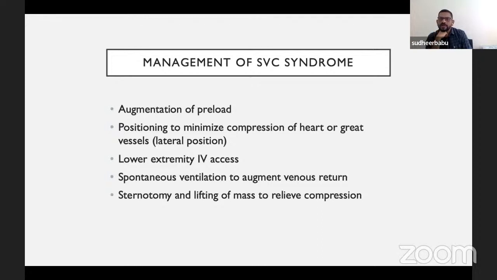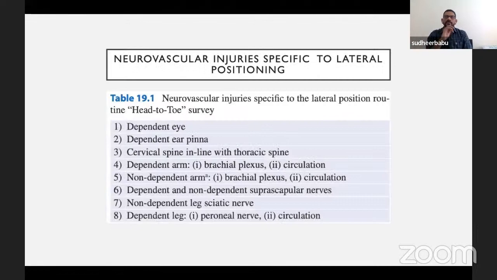You have to augment the preload, position the patient to the lateral side, use lower extremity IV access, and spontaneous ventilation, so that it will increase the venous return. As soon as possible, you have to do sternotomy and lift the mass to relieve the compression. Especially this patient will be in the lateral positioning, right? So what are the main neurovascular injuries specific to this lateral positioning?